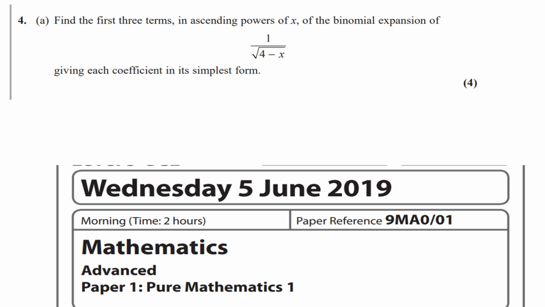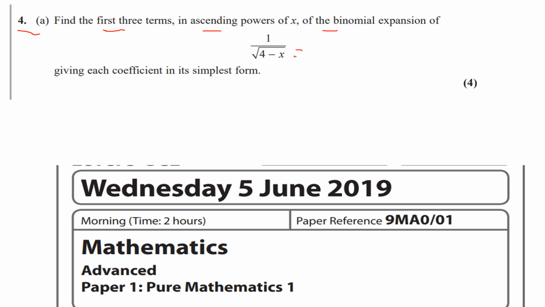Pause the video now, guys, and try this question on binomial expansion from the Edexcel June 2019 Mathematics Paper 1, Pure Maths 1 for the full A-level course. Question 4a. Find the first three terms in ascending powers of x of the binomial expansion of 1 over the square root of 4 plus x, giving each coefficient in its simplest form.